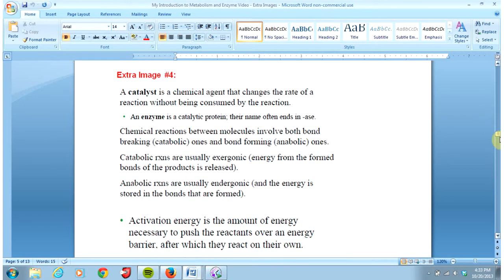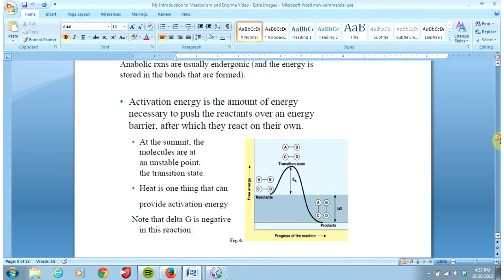Okay, let's skip down. Usually enzymes work by lowering what's called the activation energy of a reaction. For the most part, all reactions have an activation energy, and that's defined as the amount of energy that's needed to push the reactants over a particular energy barrier so that they can be transformed into the products.